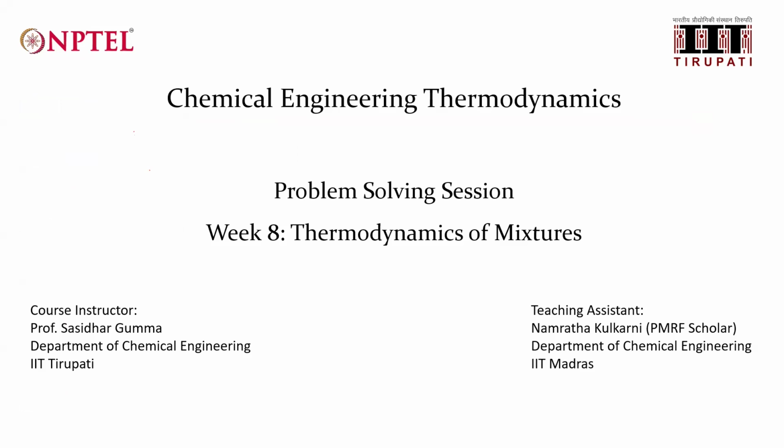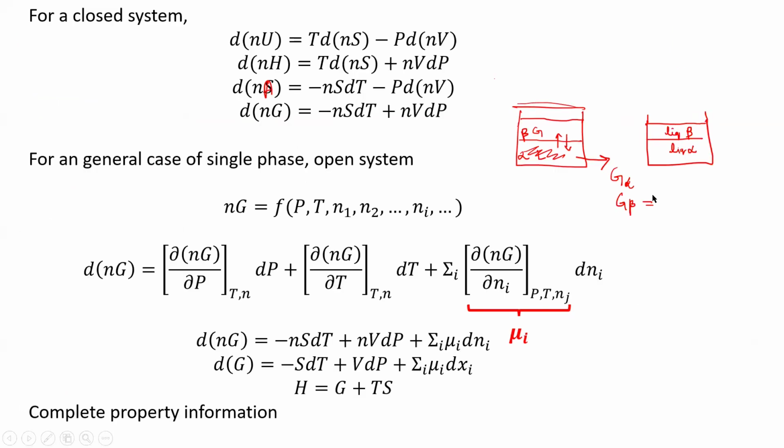Today, the topic is that thermodynamic properties are not only functions of T and P, but now they are functions of T, P, and Xi or Ni. If we differentiate it like a total differential, then we obtain dou nG by dou P at constant T and N, meaning at constant temperature and number of moles of all species, into dP, and similarly for temperature, and this is for moles.